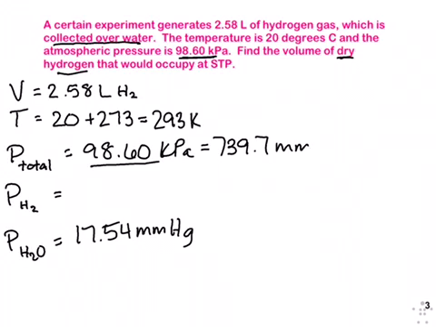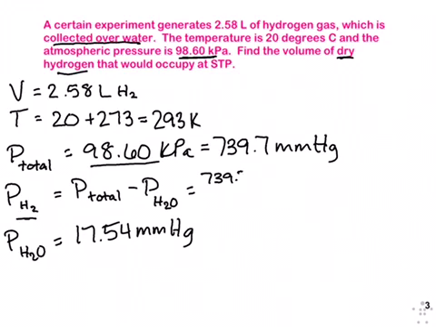739.7 millimeters of mercury. So to figure out your partial pressure of hydrogen, you take your total pressure minus the pressure produced by the water vapor, and that will give you your partial pressure of hydrogen. So once they're converted to the same units, 739.7, which is your total pressure, minus the 17.54 contributed by the water vapor. And so the pressure of hydrogen is 722.2 millimeters of mercury.